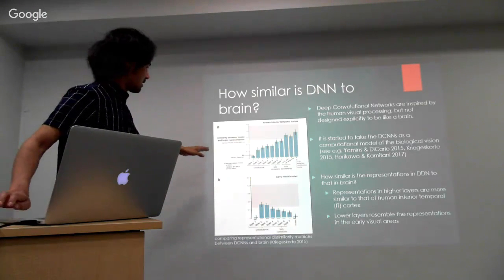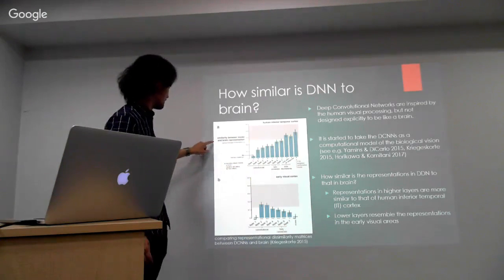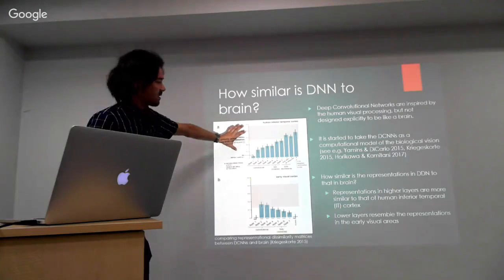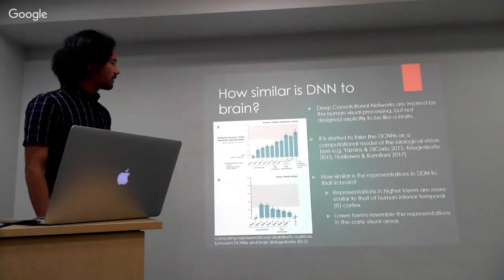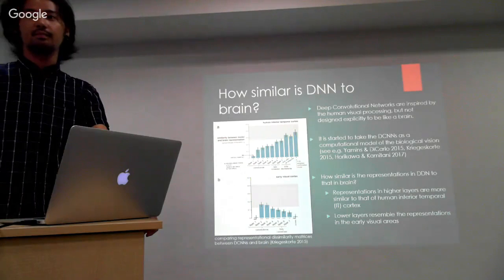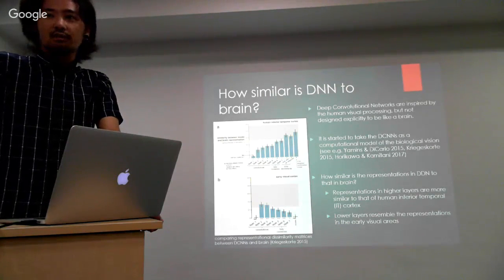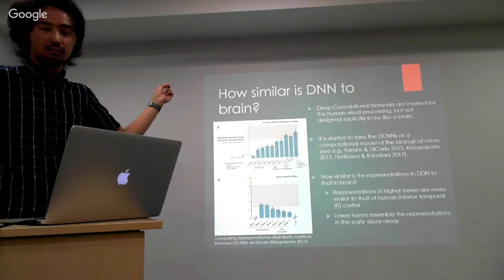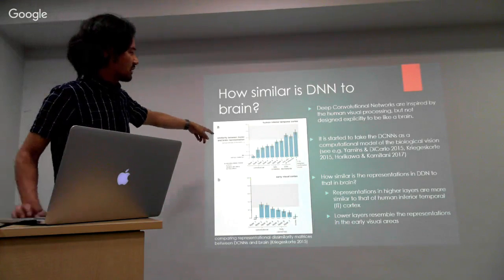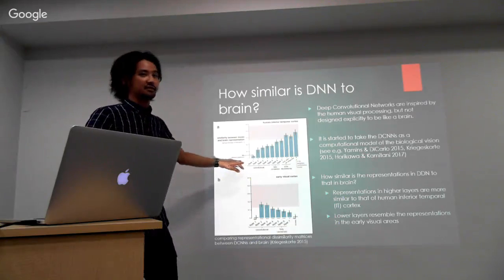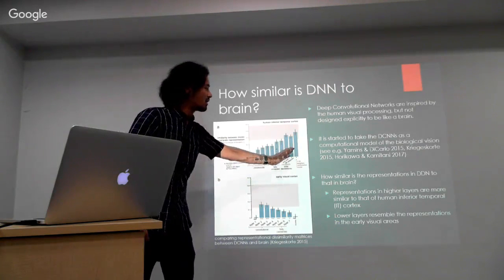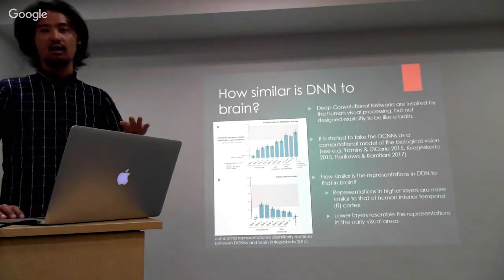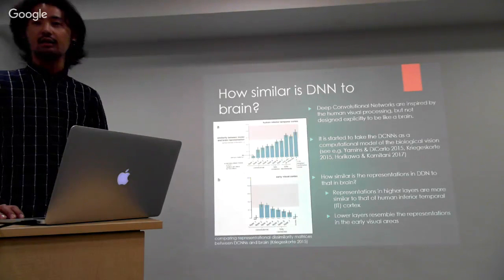And they showed, so the x-axis for this graph is the layer of the deep convolutional network. This upper graph is the human inferior temporal cortex, which basically processes object recognition. So when you identify a visual object, this part of the brain is activated more. And this part of the brain is more similar to the higher layers. The higher layers of the deep artificial neural network are more correlated with the IT area of the brain.